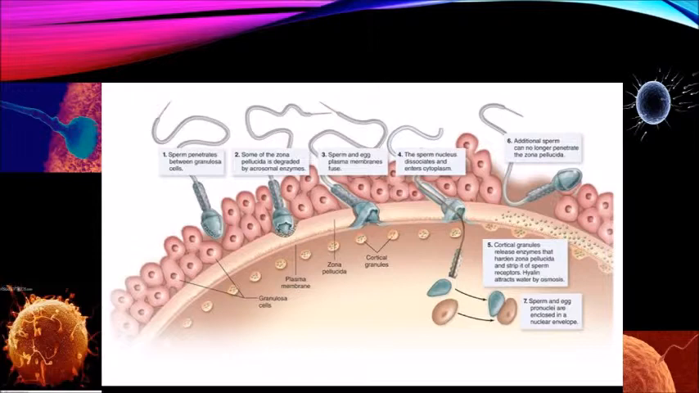Fusion of the nuclei. The haploid sperm and egg nucleus fuse and form the diploid nucleus of the zygote. However, the haploid nuclei do not fuse in mammals. Instead, the 2 nuclei break down and a new nuclear membrane forms around the chromosomes.